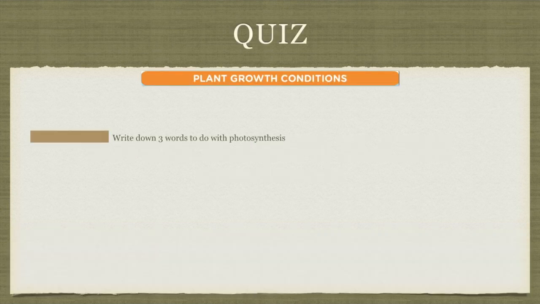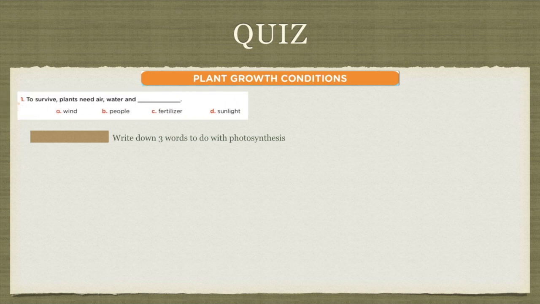So our quiz is about plant growth conditions. So what can you remember? So number one, to survive, plants need air, water, and is it A, wind, B, people, C, fertilizer, D, sunlight? Let's move to number two.